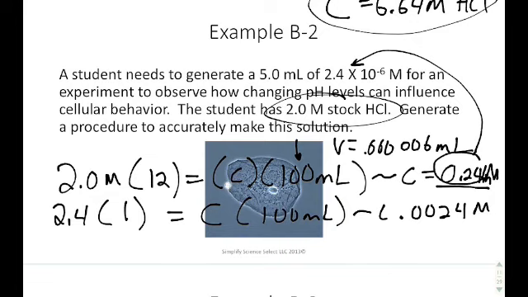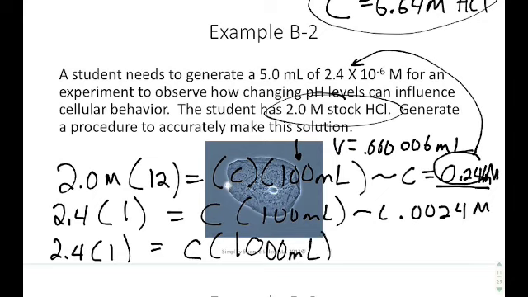So now I can do it again. 2.4, 1, and then the final volume here is going to be 1,000 mils, okay, or a liter. And that right there would give me a concentration of 2.4 times 10 to the minus 6 molarity.